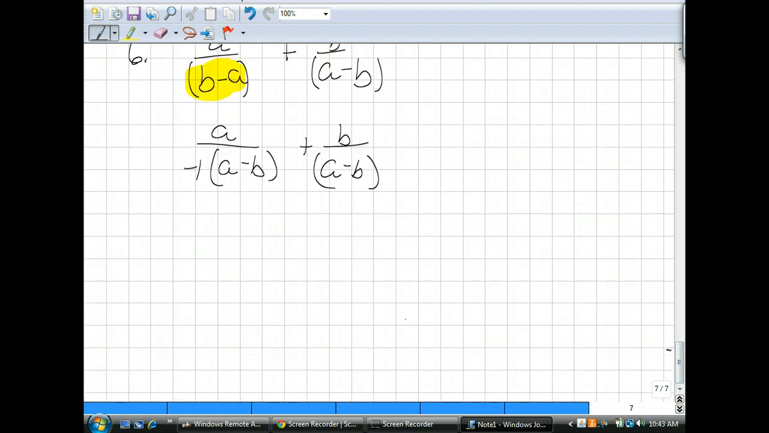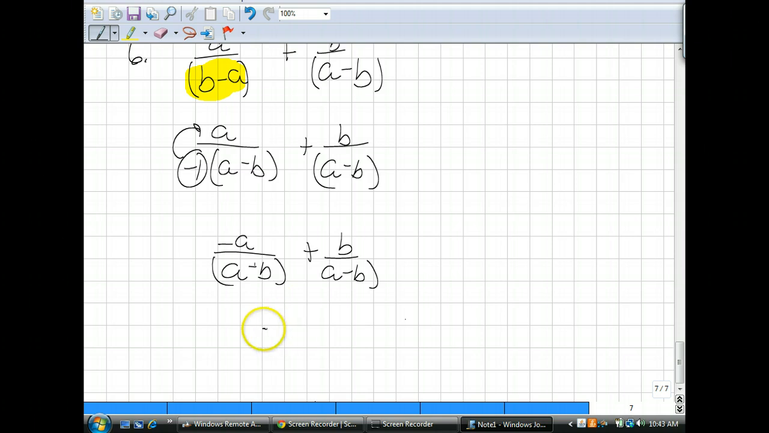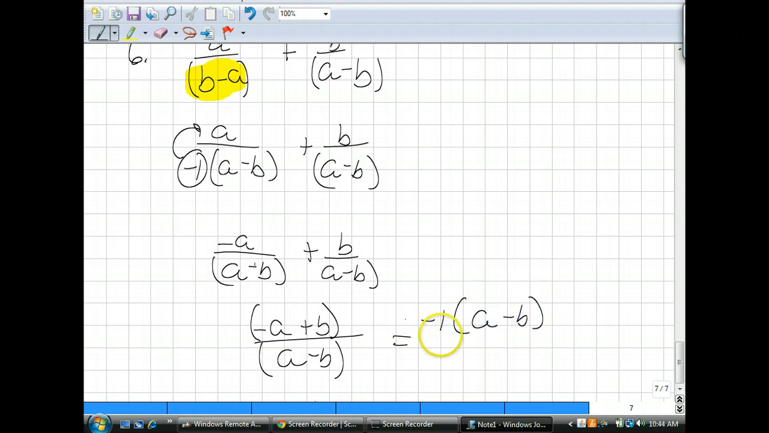And remember, with fractions, we can take a negative and put it in the numerator. So I have negative a over a minus b plus b over a minus b. And I have the same denominator, so I have negative a plus b over a minus b. But again, using the same trick, if I factor a negative out of the top here, it just switches the signs inside. And then this reduces with this, so this is equal to negative 1.